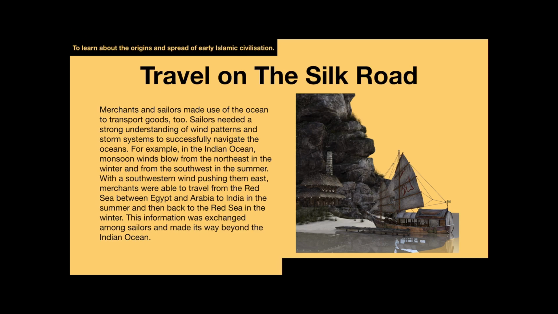Merchants and sailors made use of the ocean to transport goods too. Sailors needed a strong understanding of wind patterns and storm systems to successfully navigate the oceans. For example, in the Indian Ocean, monsoon winds blew from the northeast in the winter and from the southwest in the summer. With a southwestern wind pushing them east, merchants were able to travel from the Red Sea between Egypt and Arabia to India in the summer and then back to the Red Sea in the winter. This information was exchanged among sailors and made its way beyond the Indian Ocean.